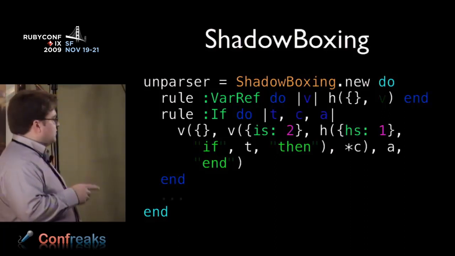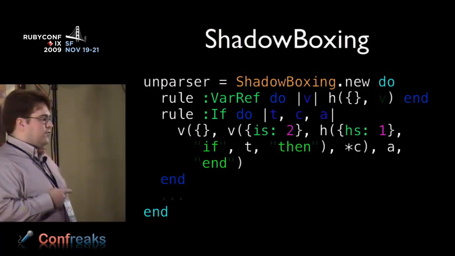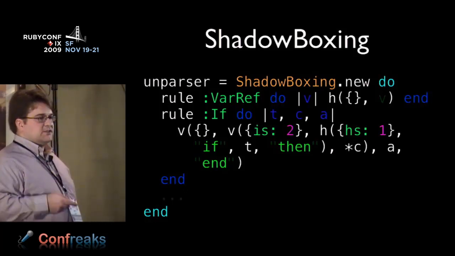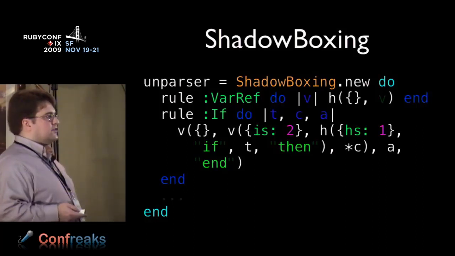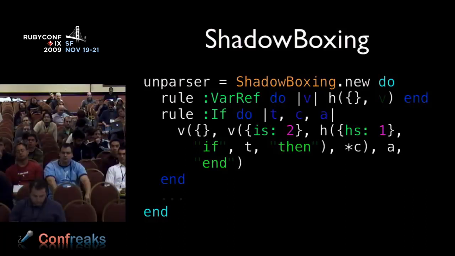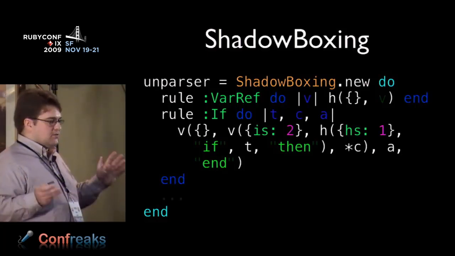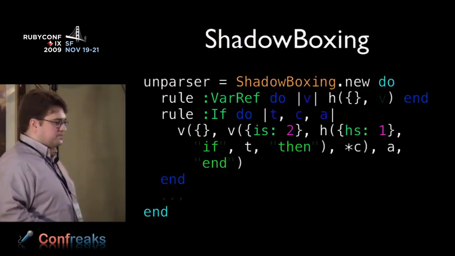And this code is all done recursively. So if these things are not strings themselves, they will continue to be executed through the unparser until they get to being strings. And so we get the benefit of having these rules be independent of each other and still getting the whole thing built up as one big final piece of source code.